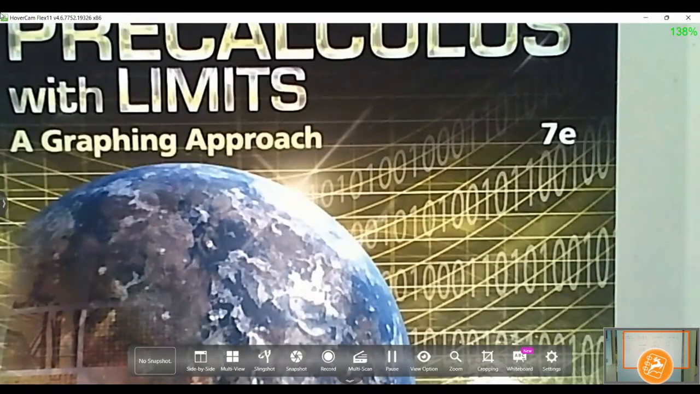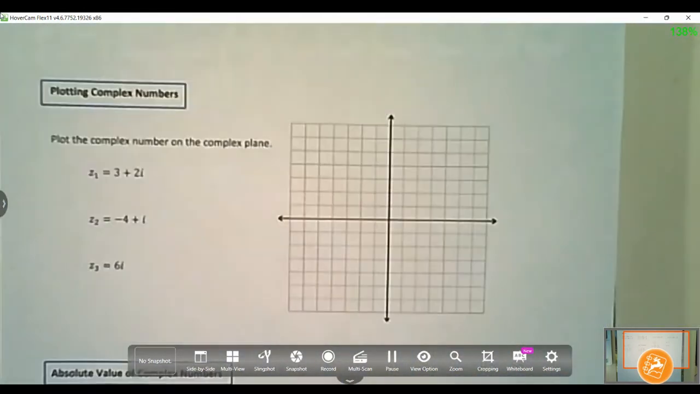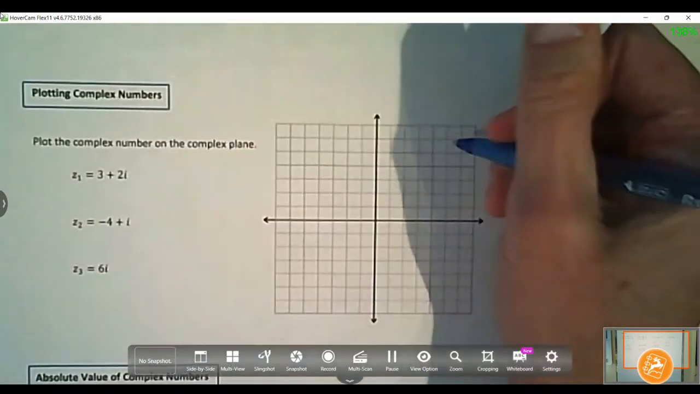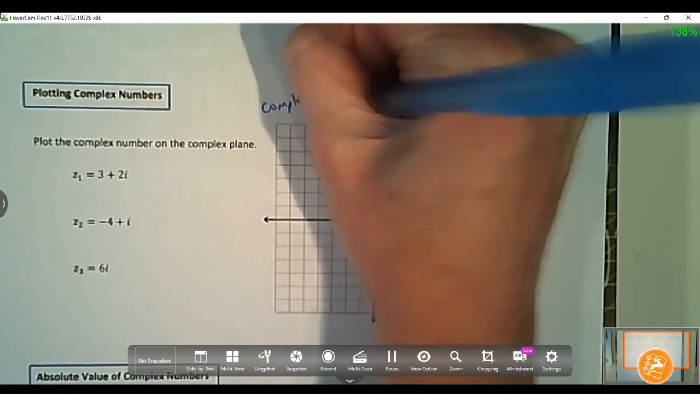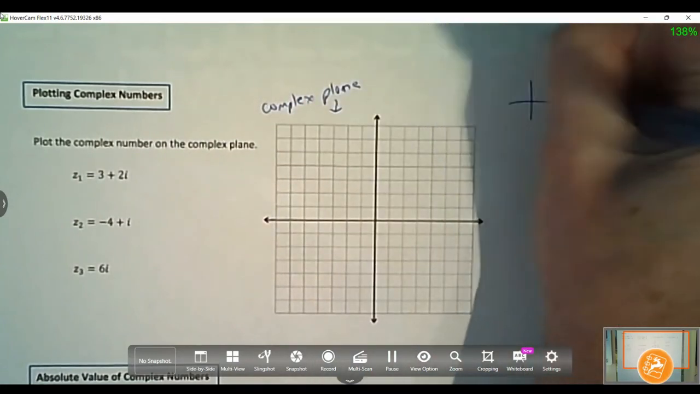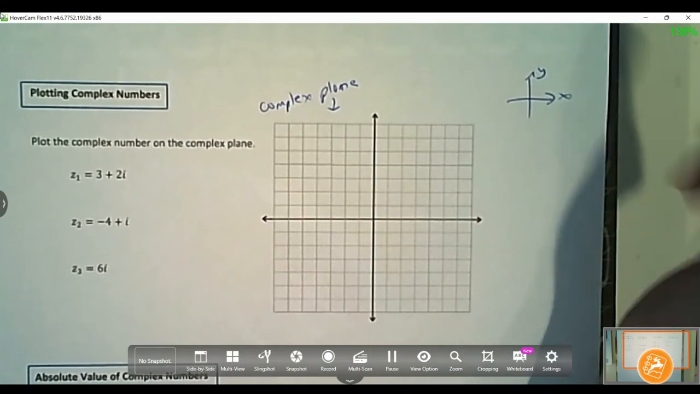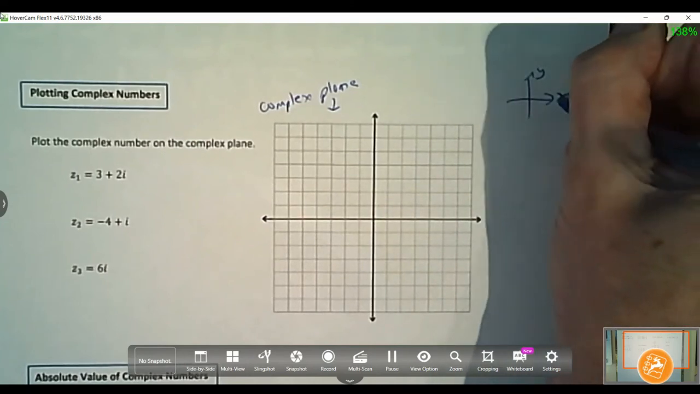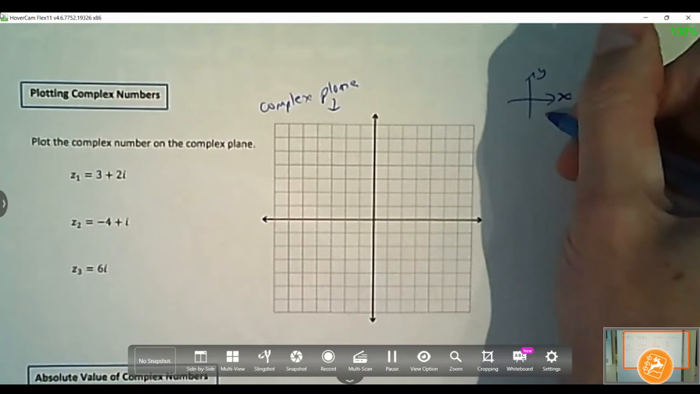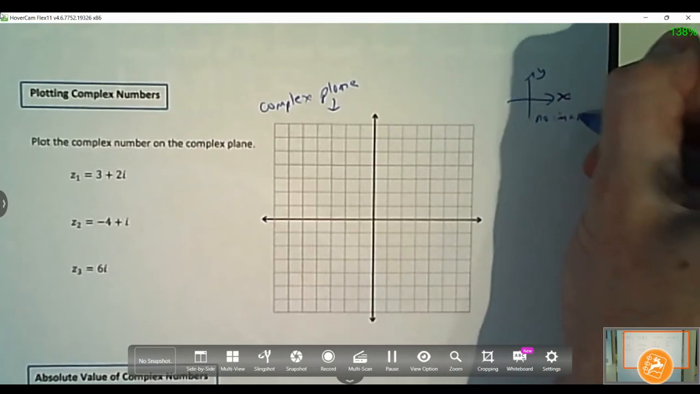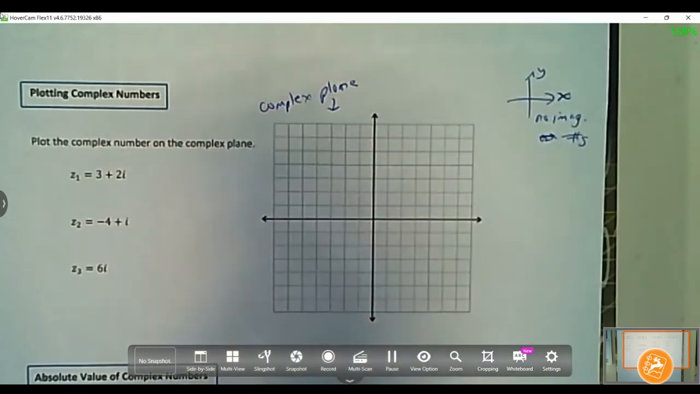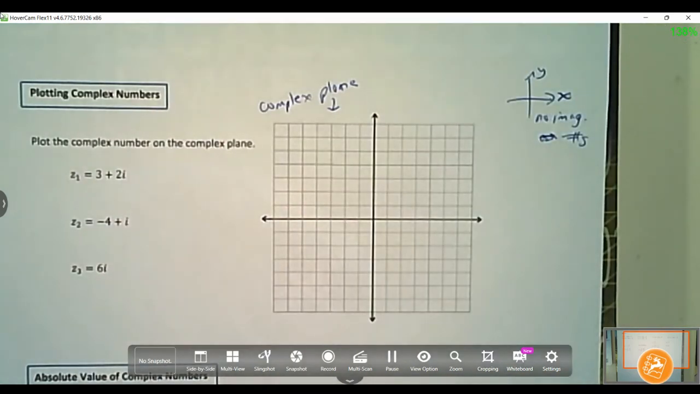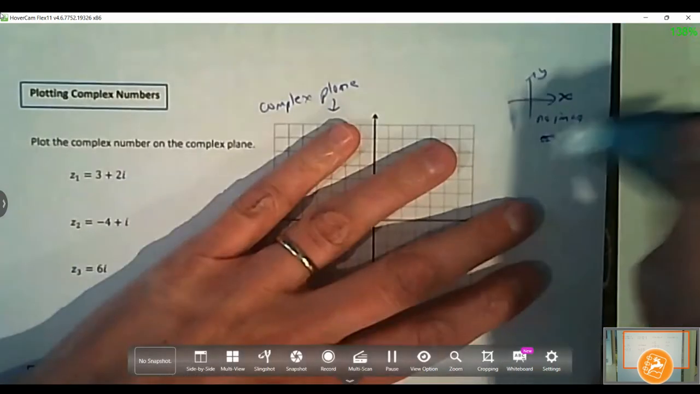The next is on the back of the handout, which is going to be plotting complex numbers on the complex plane. So this is a complex plane. And it looks the same as our regular x-axis and y-axis, which is called the Cartesian plane. But on the Cartesian plane, there's no room for imaginary numbers. So that's why, even though it looks the same, we're going to call it the complex plane instead.